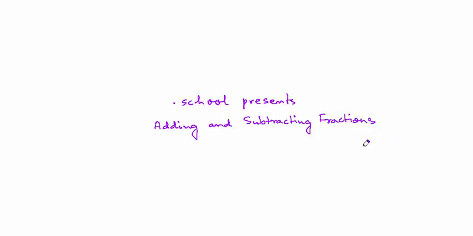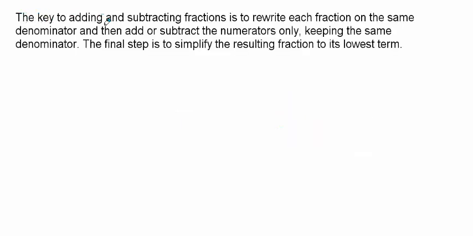Dart skill presents adding and subtracting fractions. The key to adding and subtracting fractions is to rewrite each fraction on the same denominator, known as the least common multiple of the denominators or the least common denominator of the fractions, and then add or subtract the numerators only, keeping the same denominator. The final step, of course, is to simplify the resulting fraction to its lowest term.